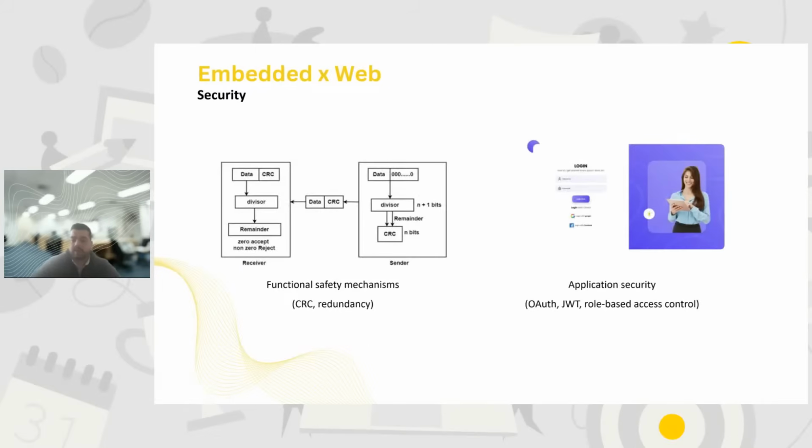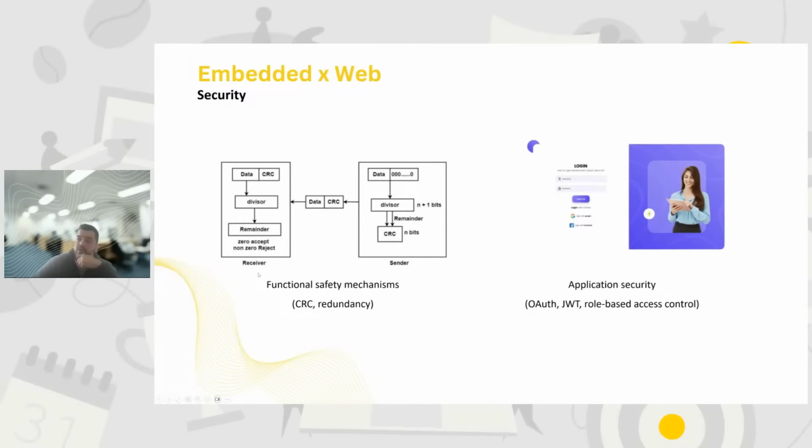Then we talk about security. It is one of the most important topics when we speak about systems in general, web and embedded itself, and we have some mechanisms for that. We have, for example, CRC or redundancy for embedded systems. And we also have OAuth, JWT, role-based access control, and other security with logins, two-factor authentication, and other ways. And we have one example on the left side about embedded.